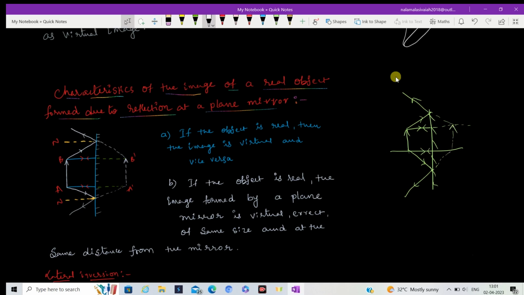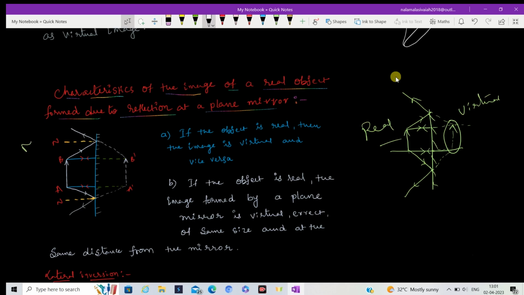So there the image will be forming. This is called a virtual image. As you see this line you can take. Then if you draw the dotted lines also, the image will be forming. So this is called a virtual image. If the object is real, the image is virtual.